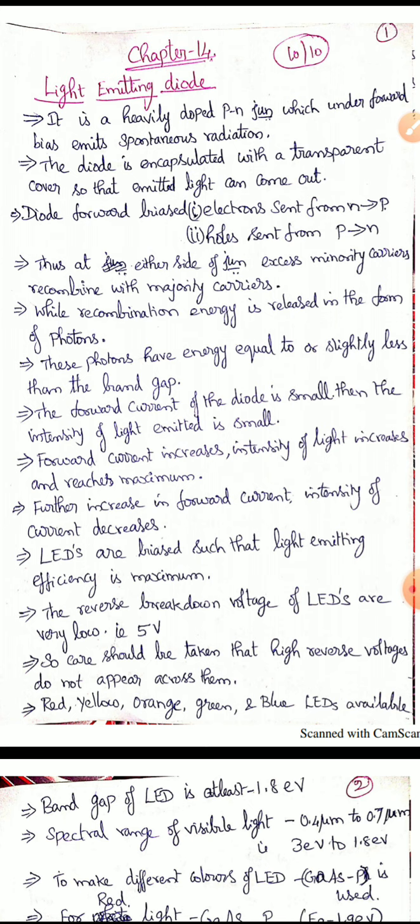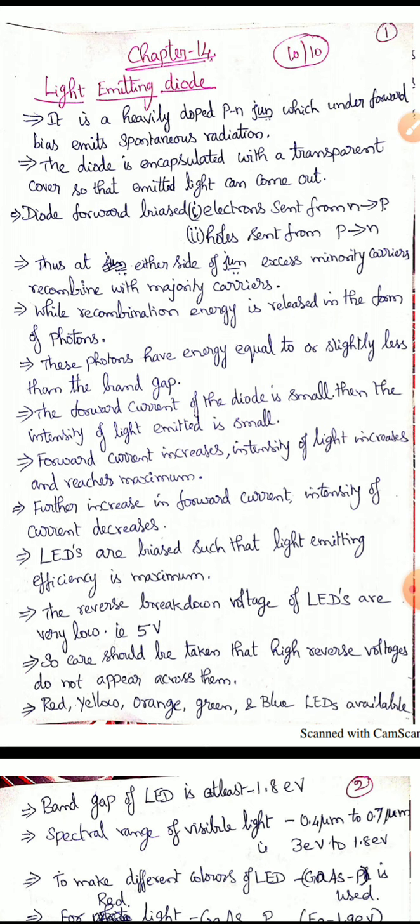It is a heavily doped PN junction diode. Under forward bias, it will emit spontaneous radiation of its own. The diode is covered with a transparent cover so that the emitted light will come out automatically.